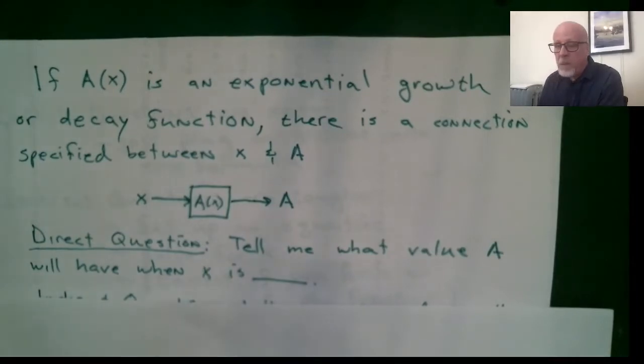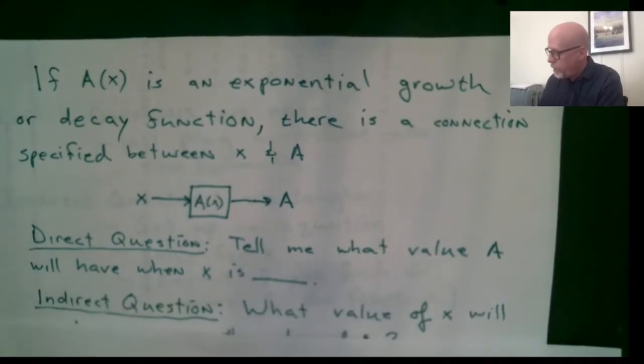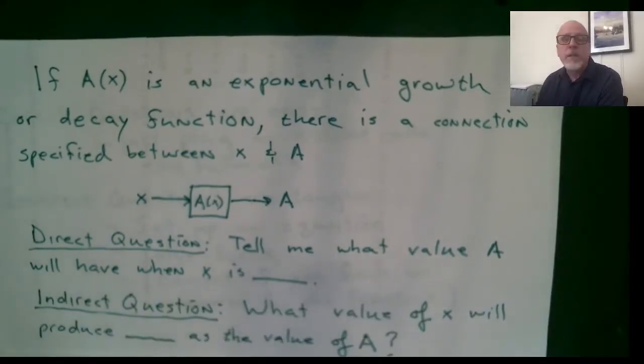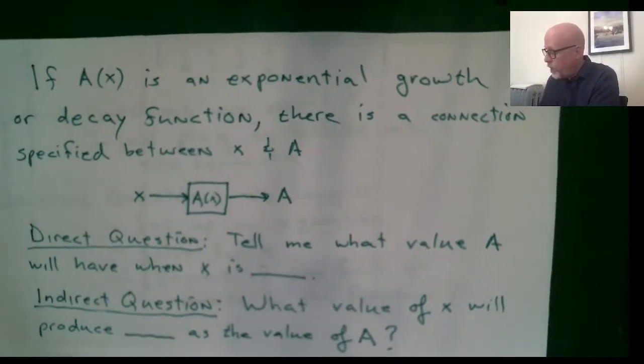It basically says, if you know a value for x, tell me what a is. So tell me what value a will have when x is blank. Fill in the blank with your x value, then you can fill in the blank with the output value. The indirect kind of questions look like this. You've got a known output that you're trying to achieve, right? And you ask, well, what value of the input, what value of x should I use to produce blank as that value of a? So you know the output and you want to figure out the input.